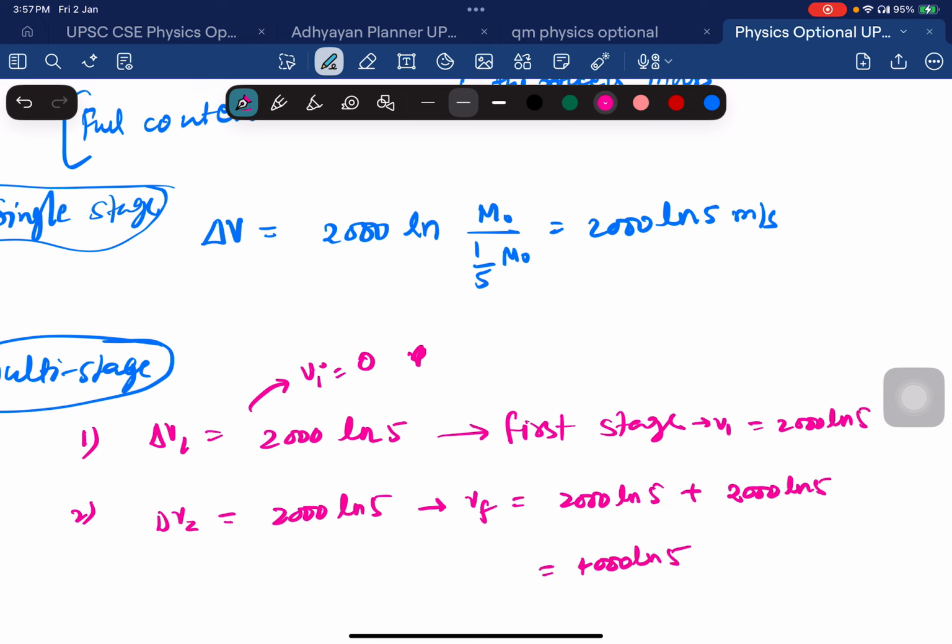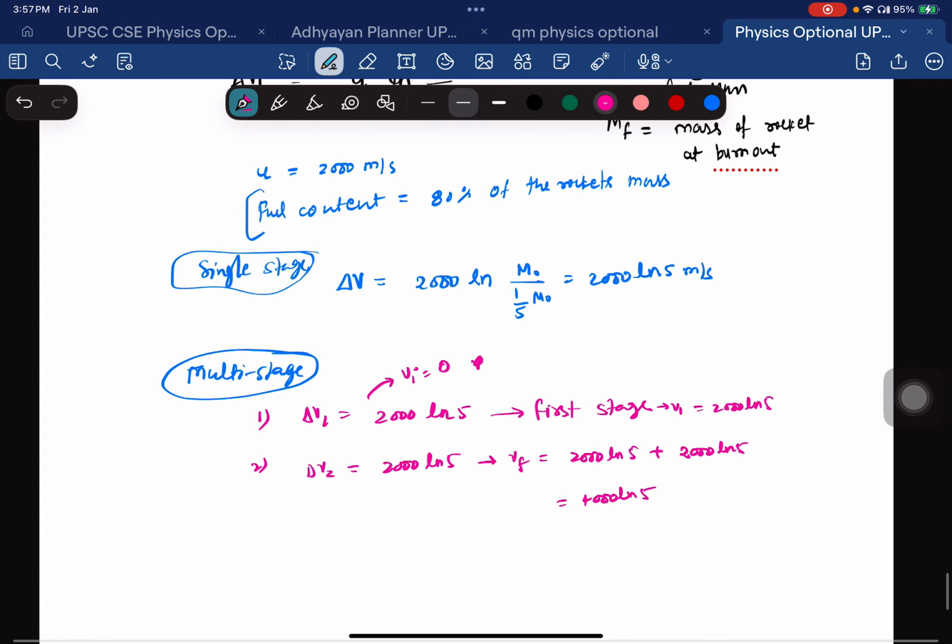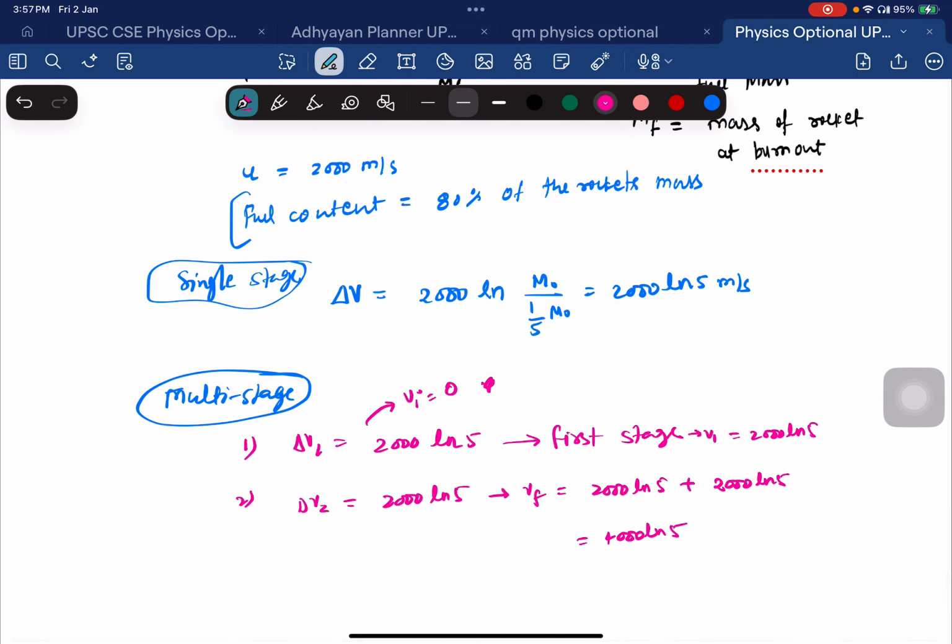So that's why we have multi-stage rockets. From the numerical you can see this is the advantage of having a multi-stage rocket. So this is the numerical that we have completed.